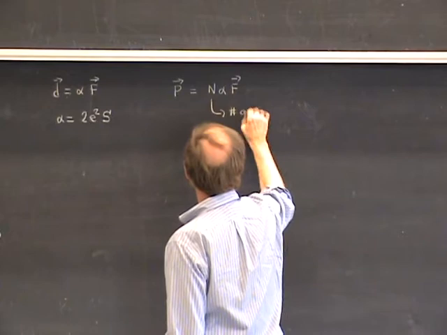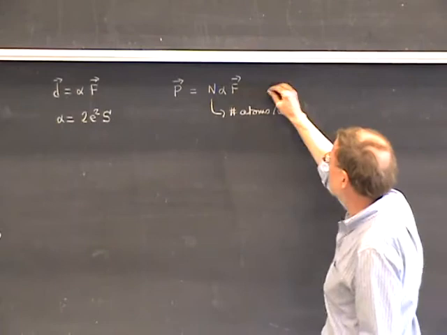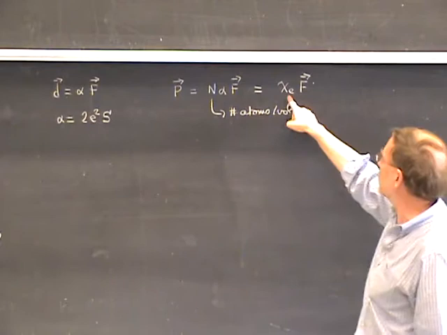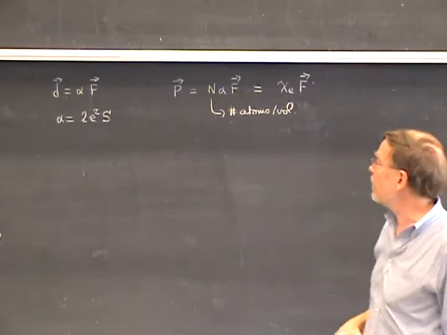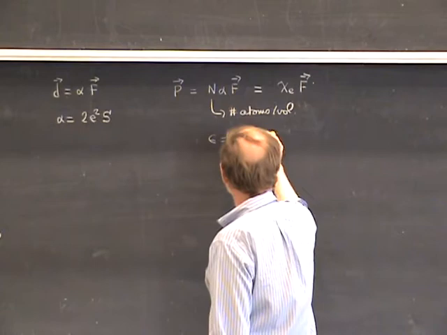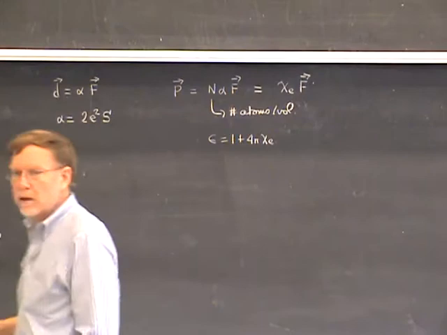And on the other hand, the proportionality between the polarization and the electric field is usually denoted by chi e. That's the electric susceptibility. And so what you see is, as you would expect, electric susceptibility is proportional to the density of the gas. But the proportionality factor is the polarizability of a single atom. And in this manner, you can compute the electric susceptibility, and then from that, the dielectric constant epsilon is 1 plus 4 pi chi e. Like this.